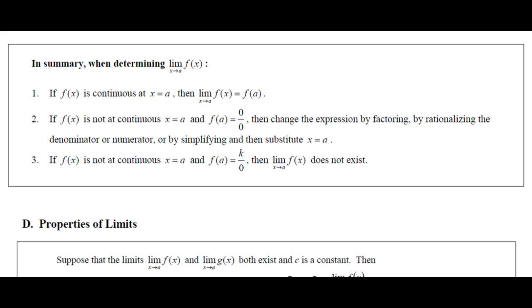Now, basically what you got to do, you got to get rid of that denominator which is going to evaluate to 0 somehow, right? So you can factor it. If it's that root x plus 7, you say, okay, I got to rationalize the numerator, which then hopefully will be equal to the denominator, right? That's the aim. And then they'll cancel, and then I can evaluate it. And if f of x is not continuous at x equals a, and f of a equals k over 0, then the limit does not exist. Okay? And you don't have to worry about trying to figure out the one-sided limits. Like at that point on the test, you just say, look, it does not exist.